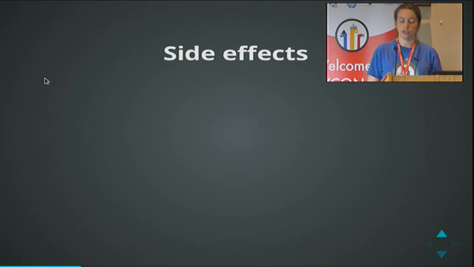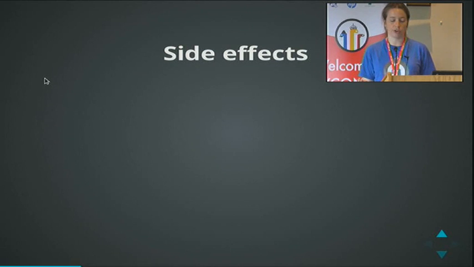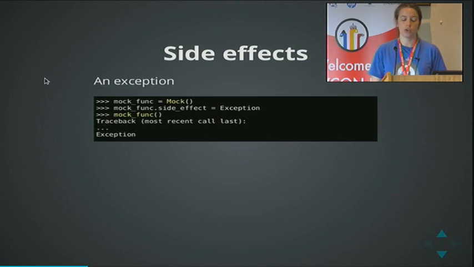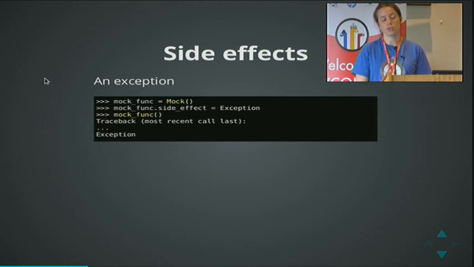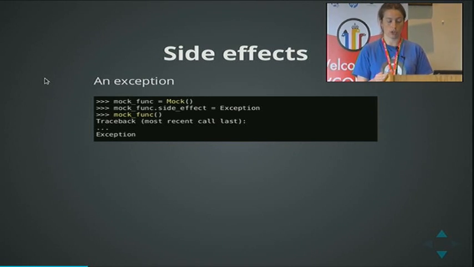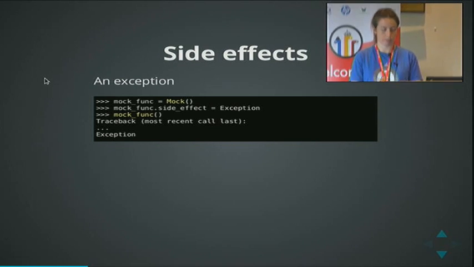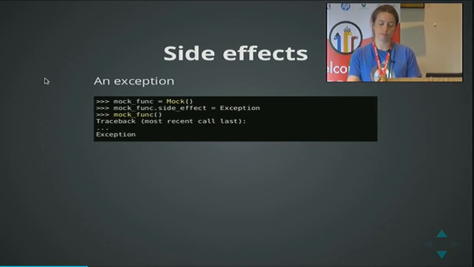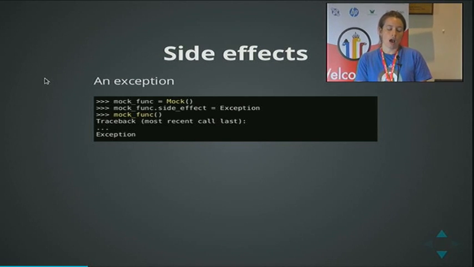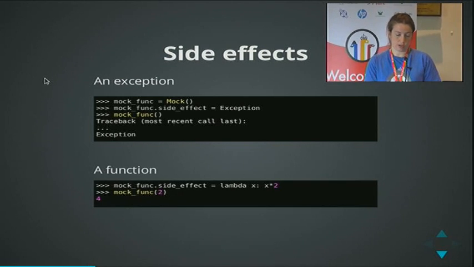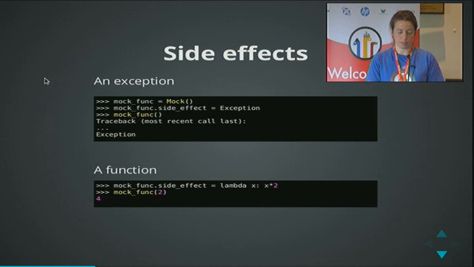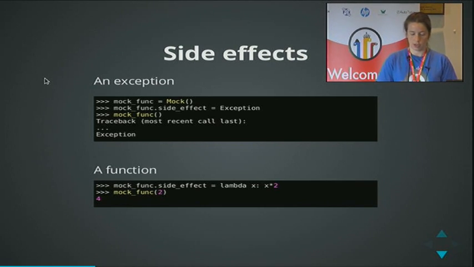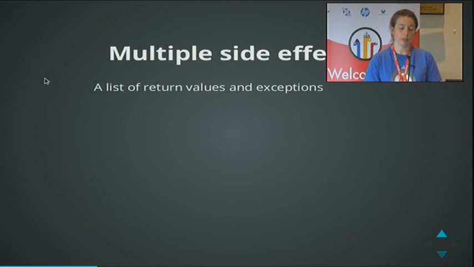Another nice way you can set up the environment for your code is side effects. Now, this can be an exception. So if you assign an exception to the side effect of your mock, when you call the mock, it will throw the exception. And that's useful for simulating failures. You can also give it a function. I don't find I use it that much, but you can make the outputs vary with the inputs.